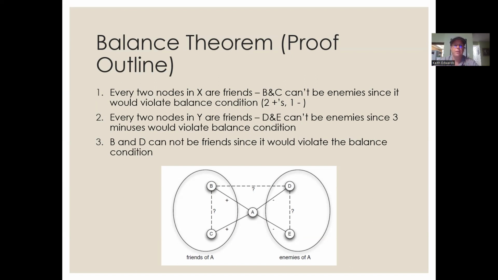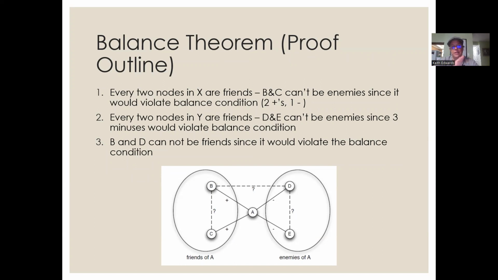Okay, how about every 2 nodes in Y are friends? Okay, so A is enemies with D and E. If they were enemies, then there would be 3 minuses, which would violate that balance condition. But 2 minuses and a plus, that makes things okay because there's a mutual enemy in A.